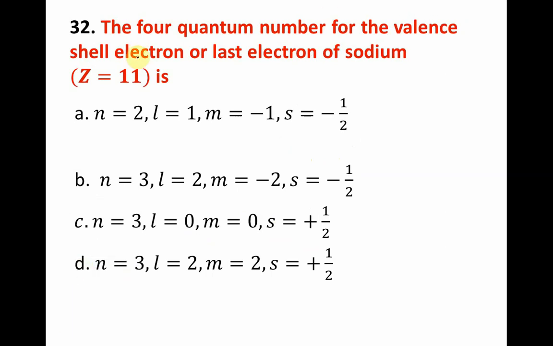The four quantum numbers of the valence electron, the last electron of sodium: sodium has atomic number 11, configuration neon 3s1. Therefore n is equal to 3, l is equal to 0, m is equal to 0 and s is equal to plus 1 by 2. Check it out. Which is the right one? C is the right one.